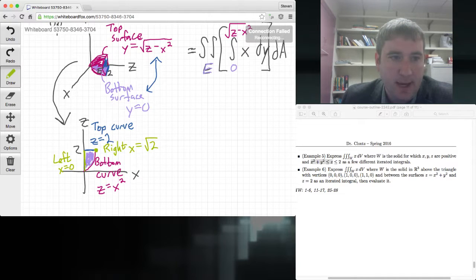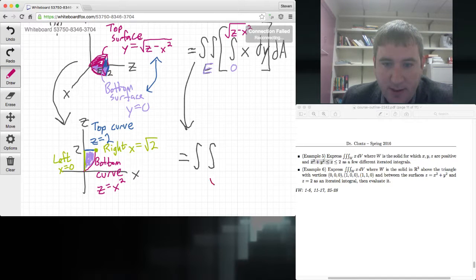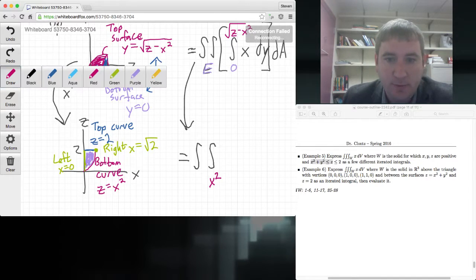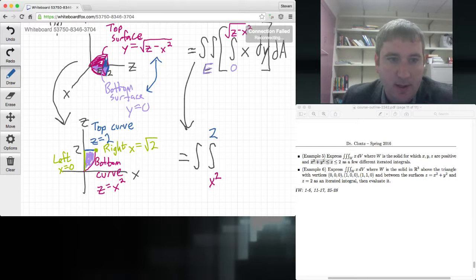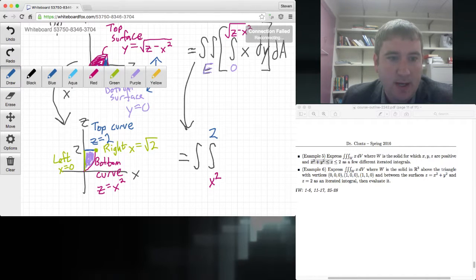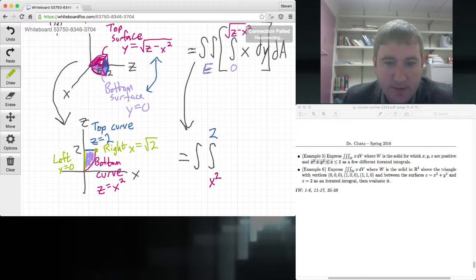All right, so that will get me my final answer. I'll set up my bounds of integration for the double integral. I'll go bottom curve, x squared, to top curve, 2. I'll do left value, 0, right value, square root of 2. And then I'll just rewrite what I had a moment ago. Integral from 0 to square root of z minus x squared, x dy.